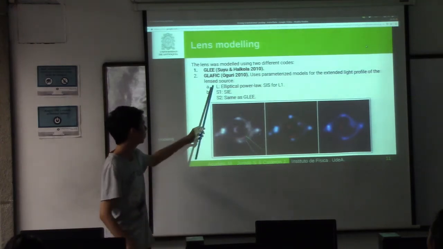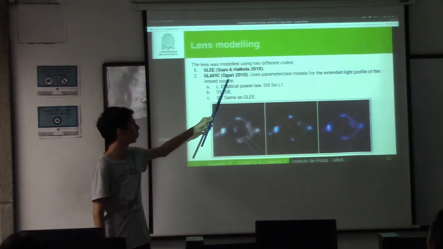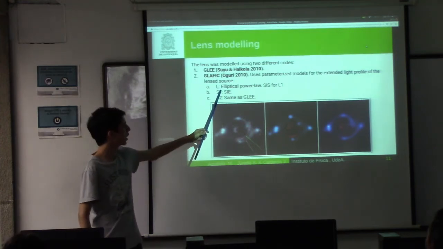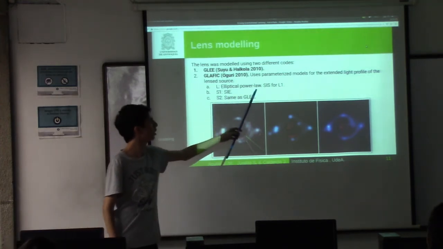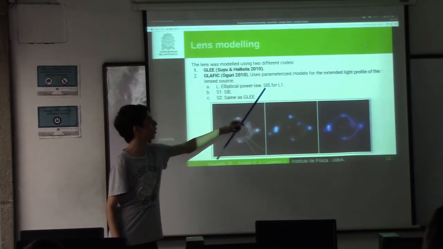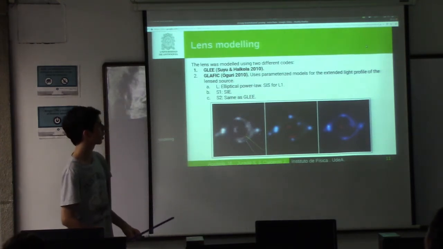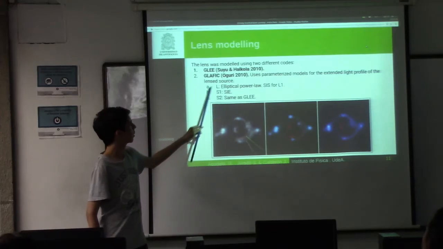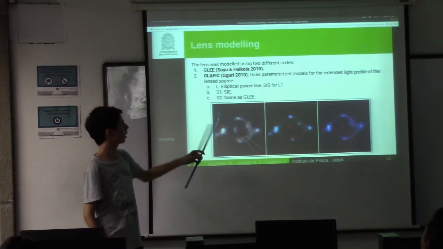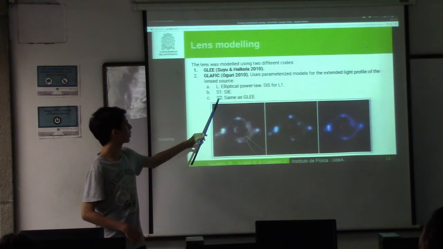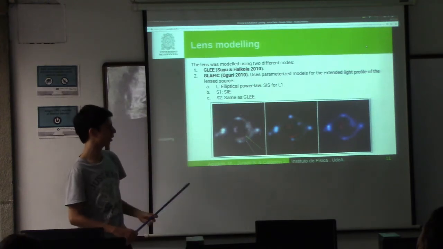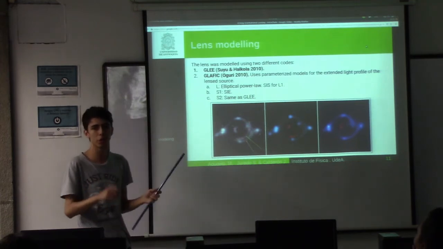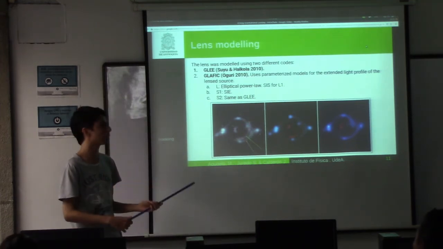And they also used the GLAFIC code, which is by Oguri, 2010, which modeled the main galaxy lens as an elliptical one, with a satellite lens of SIS, a singular isothermal sphere. And the first source was an SIE, an elliptical source. And the second one was the same as the last one, like they were moving the parameters so they could best fit all the data on all the observations.